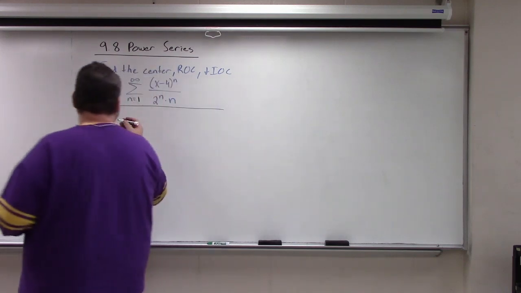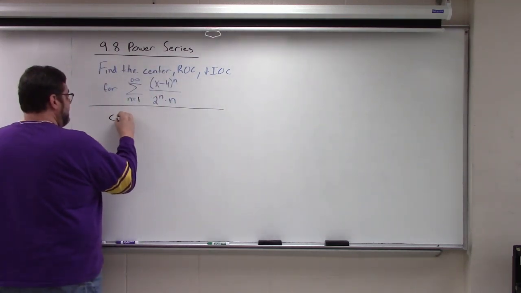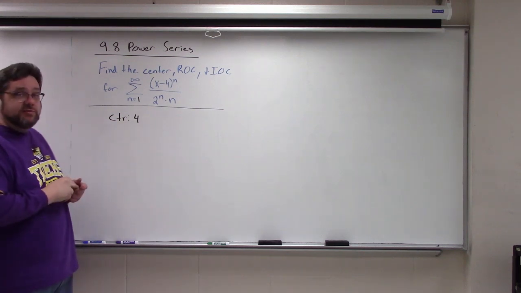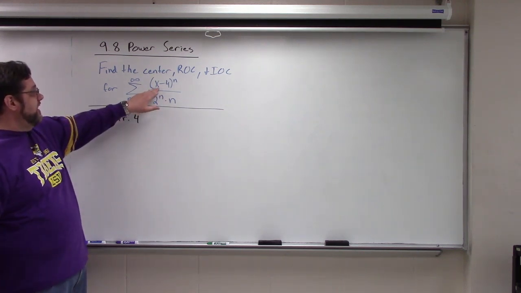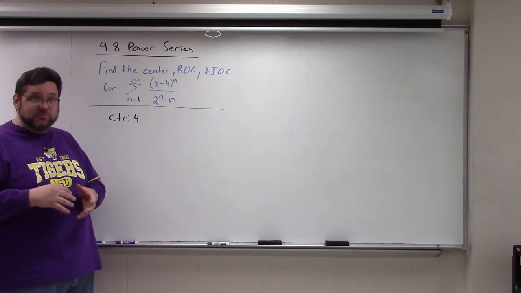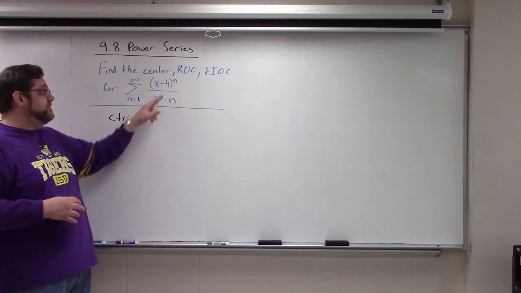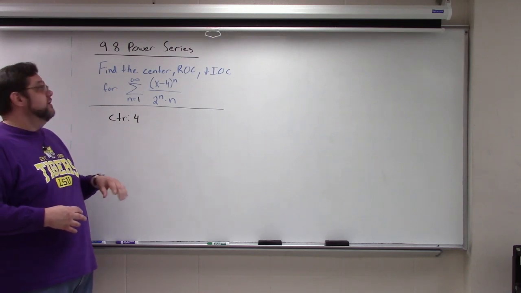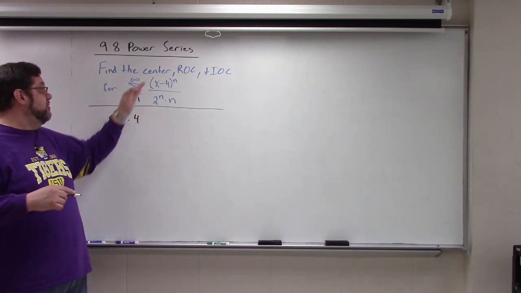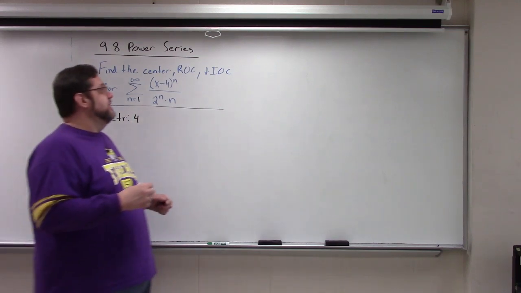So from the very beginning, we can say that the center is going to be at 4. The reason we can say that, remember, is because we have x minus 4, and x minus c is what determines our center, and c in this case would be 4. So there we go, it's the center. We're a third of the way to our answers already.